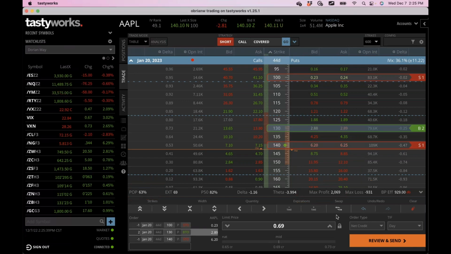But a broken wing butterfly is simply, once again, all the legs of the spread are not the same. Okay, they're not the same. And so a broken wing butterfly can be structured a number of different ways. For time purposes, I'm just going to indicate it that way to you at this point. That's how a broken wing is structured.